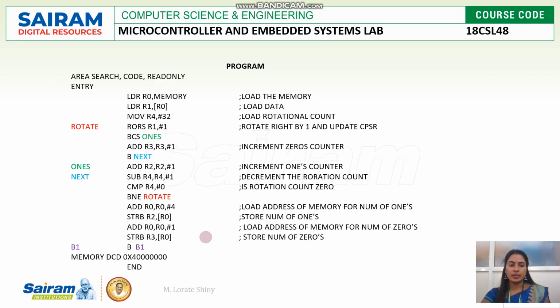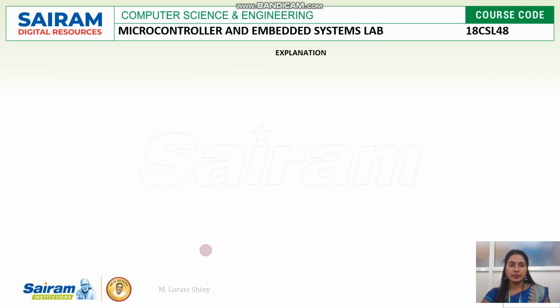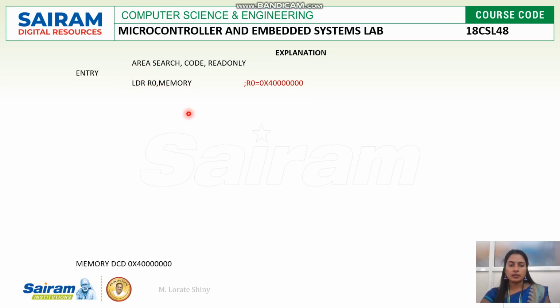This is the program explanation. First instruction, first line: LDR R0, memory. The memory is taken as 40000000, that is moved to the R0 register. Then from the memory we have to take the data. So from that memory we are moving data to the R1 register, that is the data 55555555.